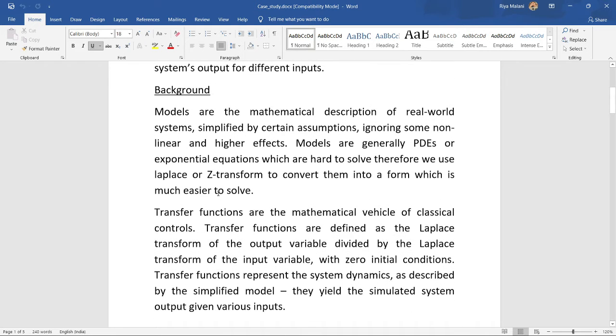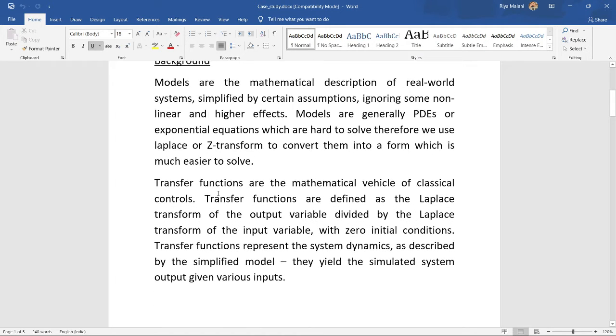Now, transfer functions are defined as the Laplace transform of the output variable divided by the Laplace transform of the input variable with zero initial conditions. So, given a transfer function of a system and input, in theory, we can find its output signal.